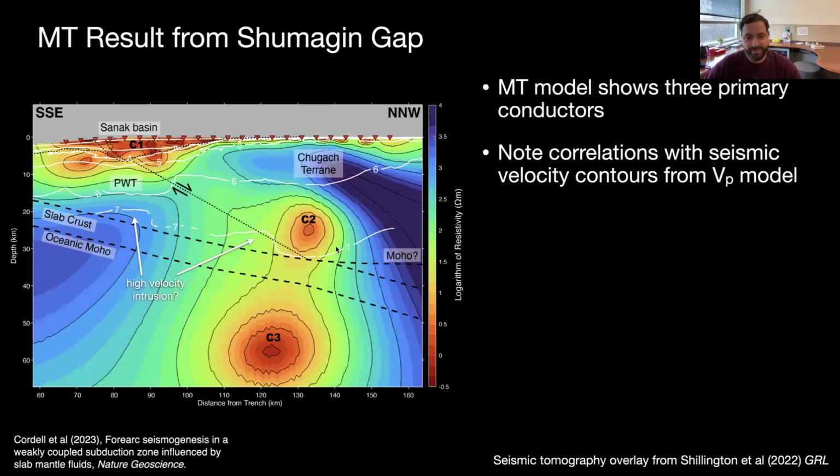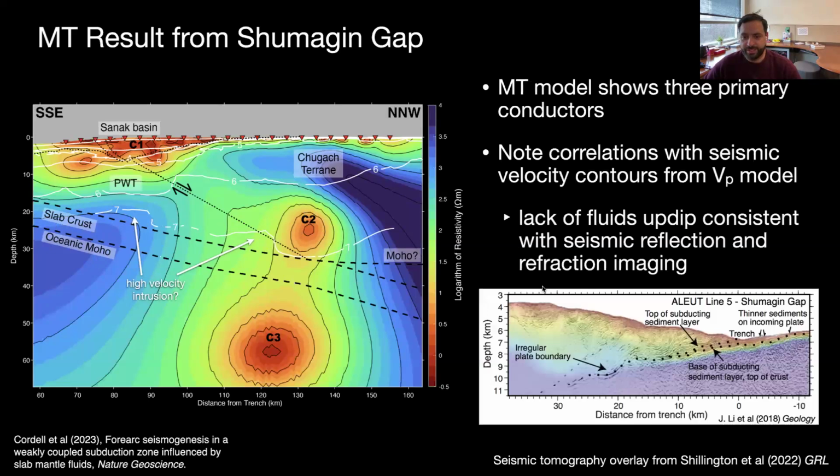And where there's a dip in that contour is also where we have this conductive anomaly associated likely with fluids. So again, this seems to agree. Remember, the MT data stops not very far offshore, so this seems to agree with the lack of fluid story argued by the active source seismics, both in the wide angle and in the reflection imaging, that there really is a lack of fluids at the plate interface, at least in the shallow portion of this margin here.